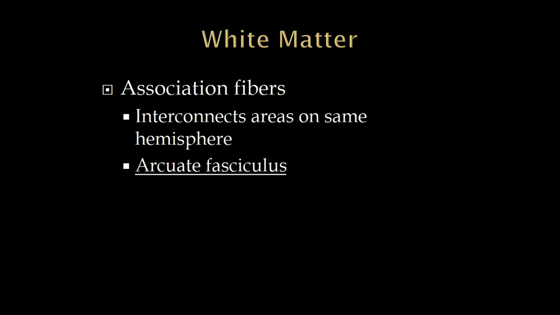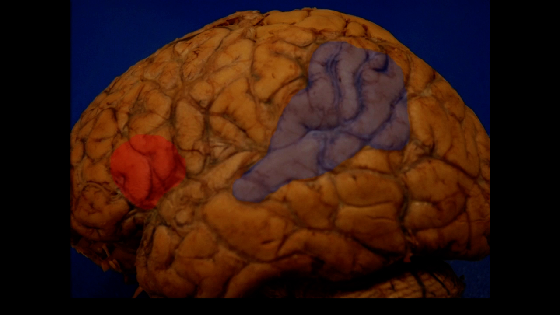Okay, so we have projection fibers, and we have association fibers. And association fibers connect areas on the same hemisphere. And there's just one example that I'll give you for now. It's called the arcuate fasciculus. The arcuate fasciculus connects these two language areas that we've just mentioned briefly, Wernicke's area and Broca's area.